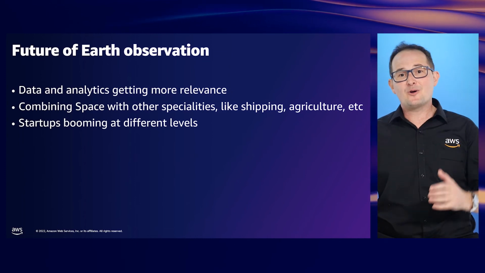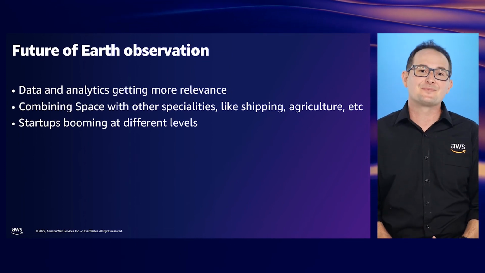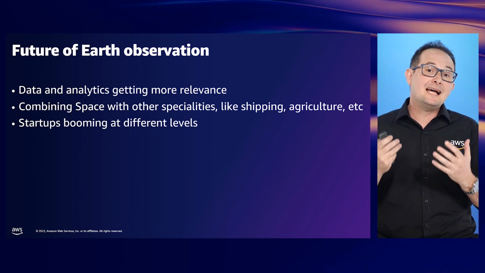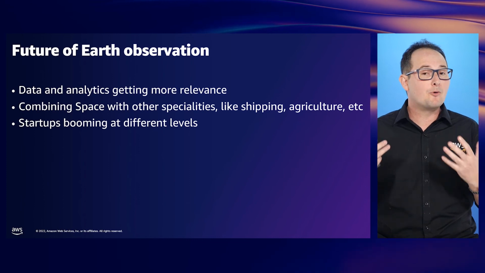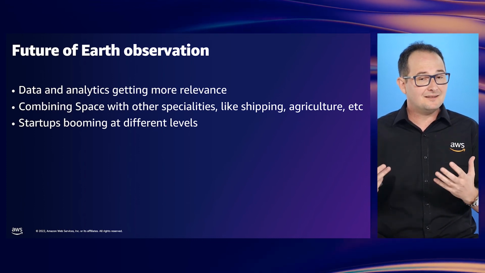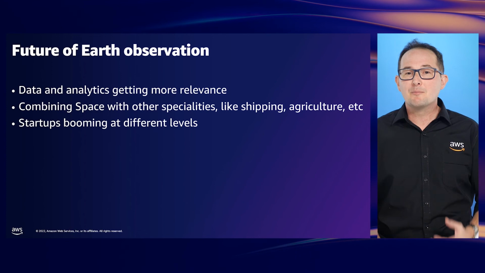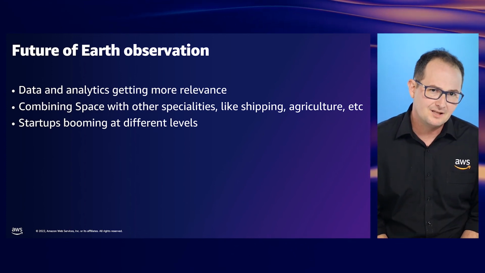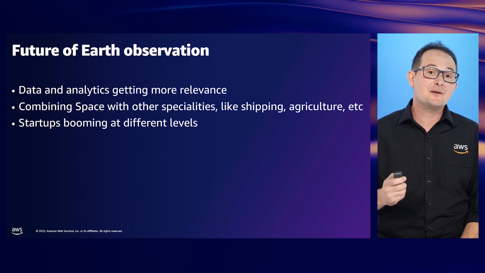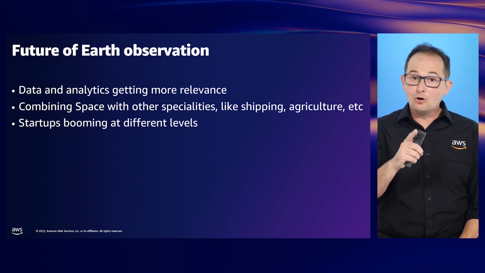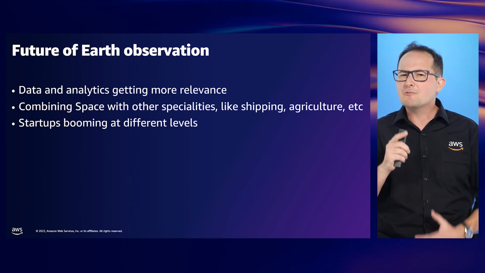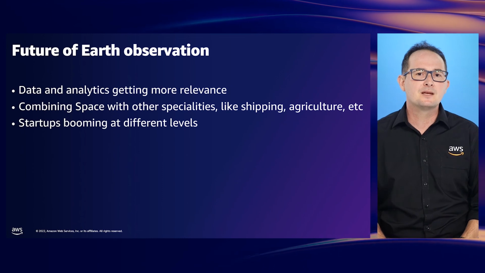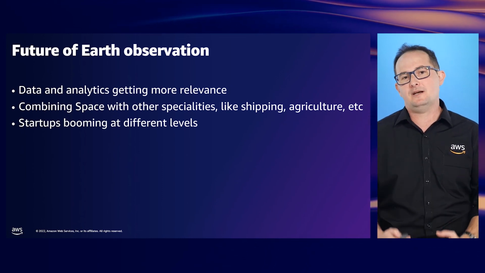Okay, we have been talking about what's happening on Earth observation. Now let's talk about the future. First of all, data and analytics will take more and more relevance. With satellites producing huge amounts of data, processing this data will help users to make smarter and quicker decisions. Machine learning will also take more relevance to identify patterns. Also, we're going to see space being combined with more and more specialties like shipping, agriculture, and others. And startups will keep booming at different levels.